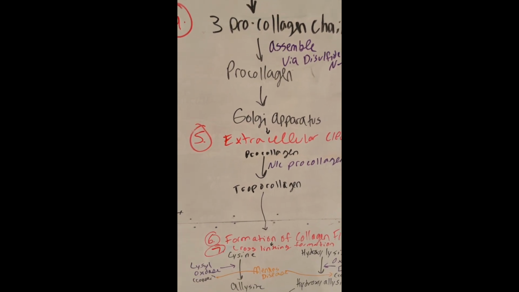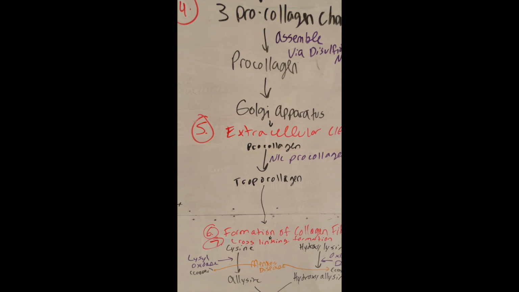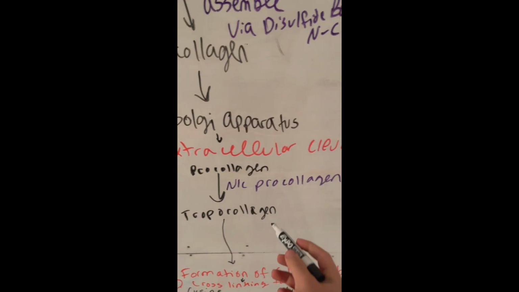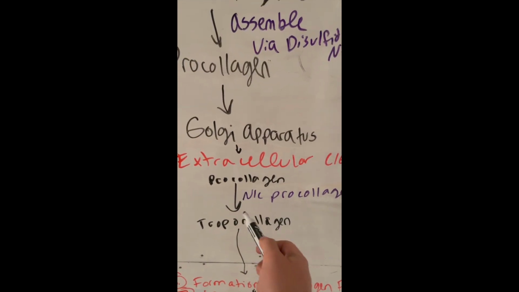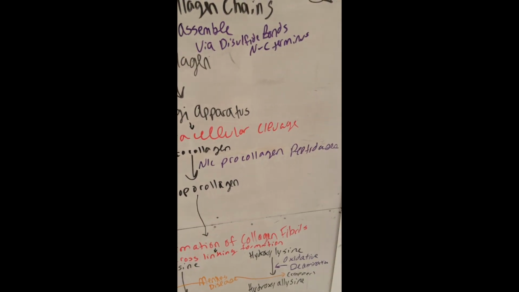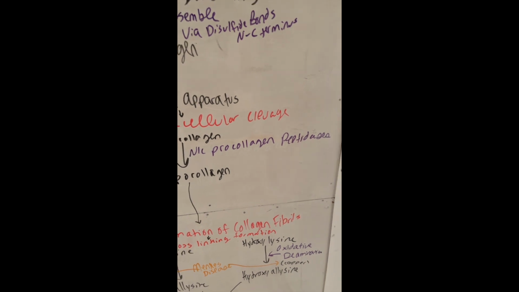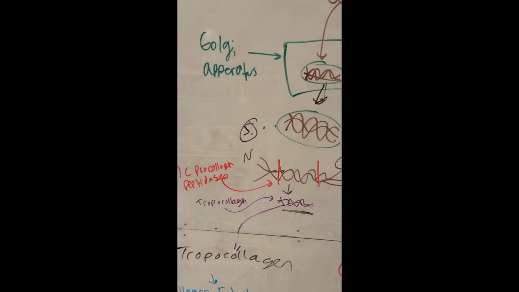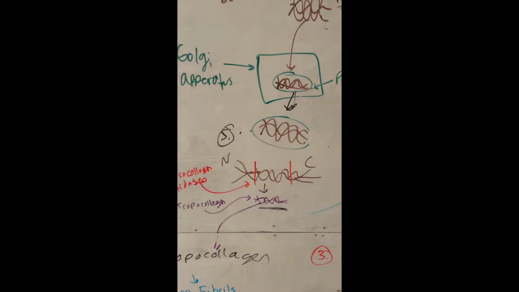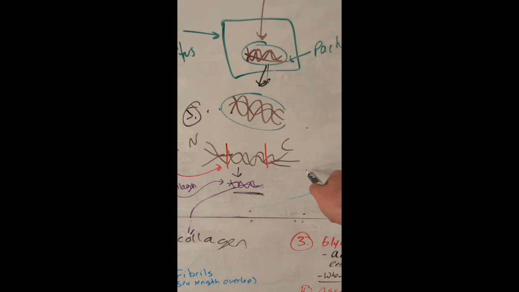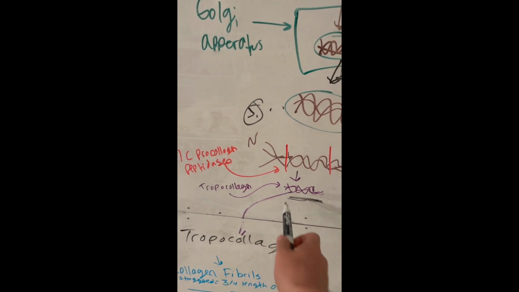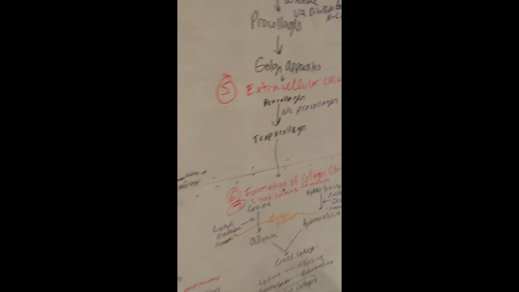Now step 5. What is step 5? Step 5 is going to be extracellular cleavage. What is that? Pro-collagen is then going to get what? The N and C terminus is going to get cleaved off using N or C pro-collagen peptidase. You need to use both of them. I have it right here. N and C pro-collagen peptidase cleave off the N terminus and the C terminus, forming this right here. What is that? Tropocollagen. Okay, so now we have tropocollagen.